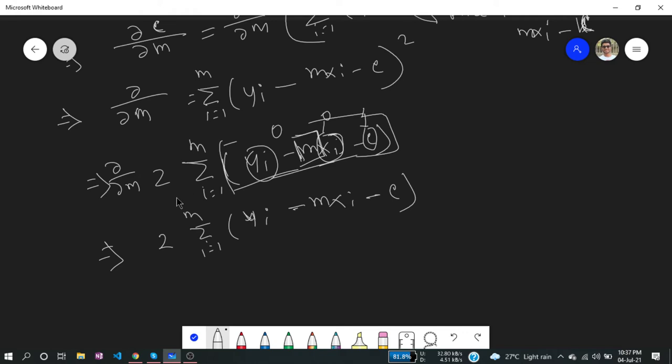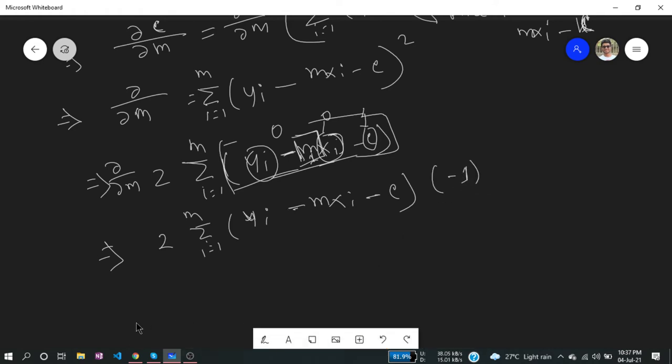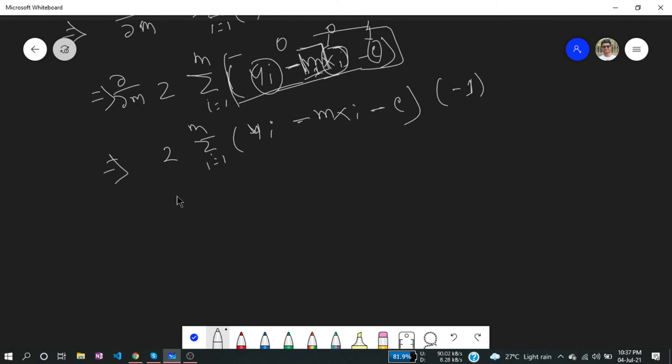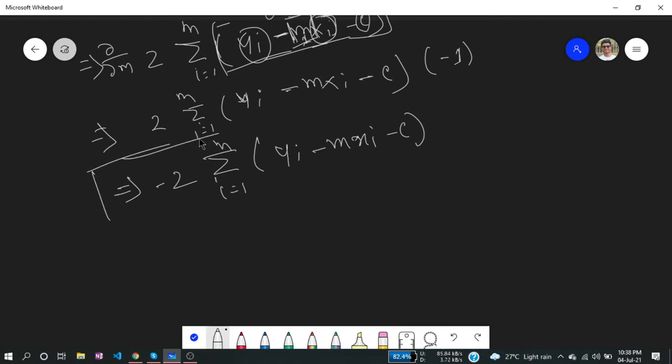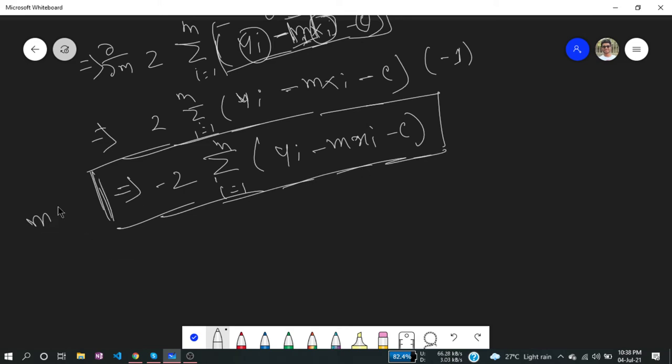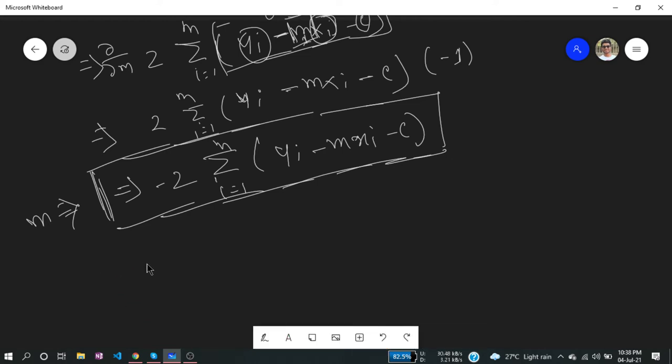What is left? What is the derivative of m with respect to m? It is 1, because there is a minus. Now we will just bring this 1 at the front. So now minus 2, I have taken this minus in front of the 2. Now I will write summation of yi, i equal to 1 to m, and the rest of the thing will be similar, xi minus c. This is our actual formula. You can see in sklearn they use this formula for calculating the slope of m. This is the actual formula.